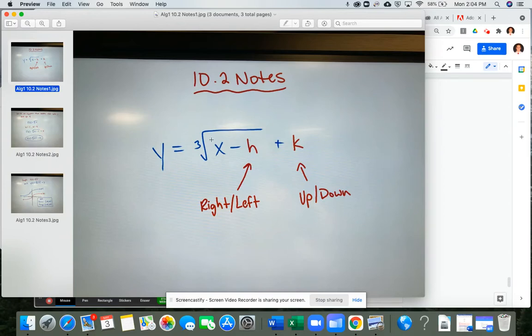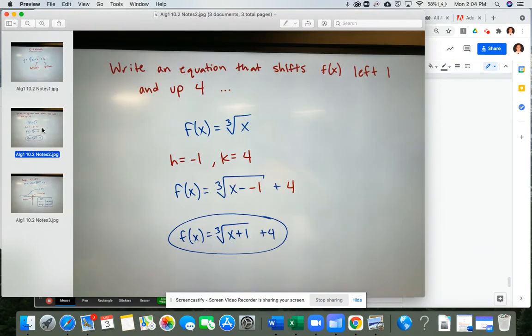And just like in our vertex form, if it was like x minus 3, we'd move right 3. And if it was x plus 2, we'd move left 2. And then if it was plus 7 on the outside, we'd move up 7. Minus 10, we'd move down 10. So you kind of got to flip this sign in your brain, thinking left and right.